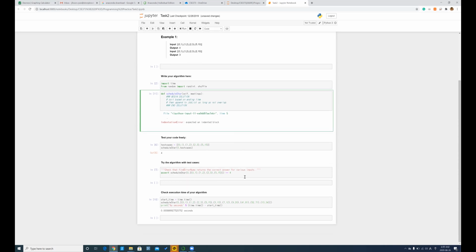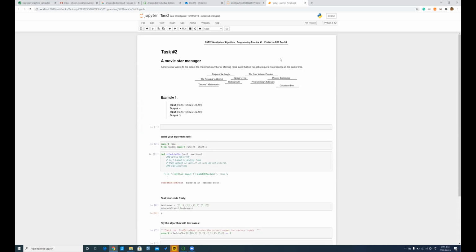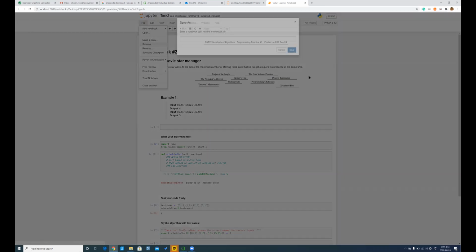Then at the end of the code, I made some test cases. How long does it take to compute the hard cases? Okay, then you save this file, save as your name. Okay, let's say it is Hasong CSE373 homework PP1, right?